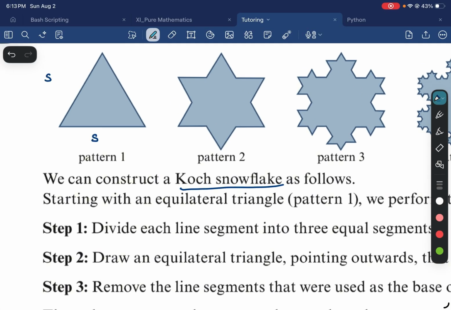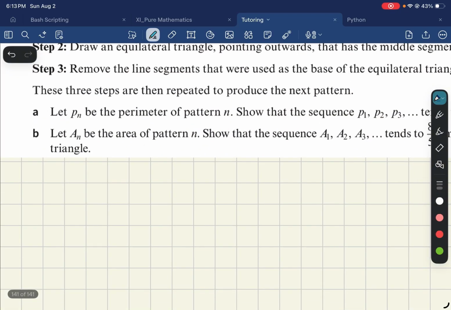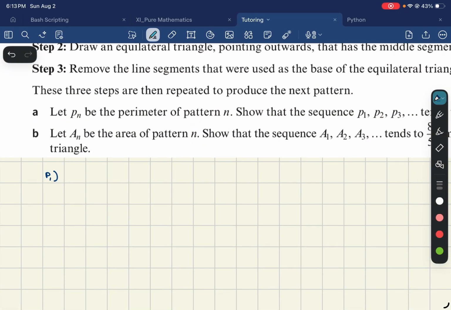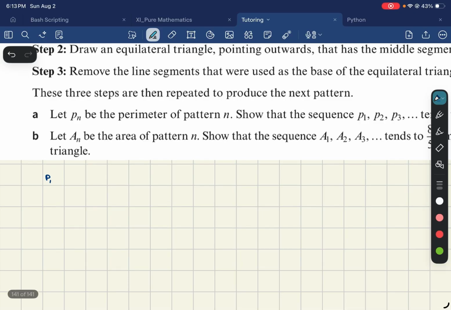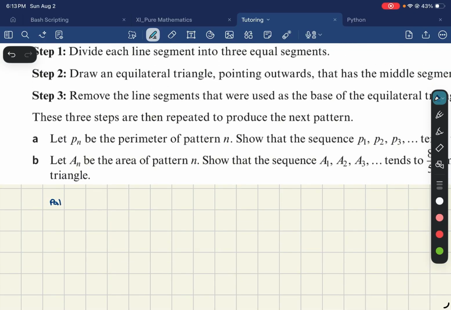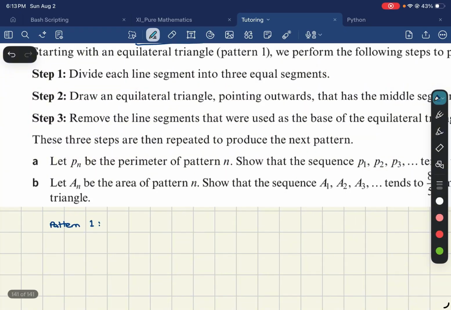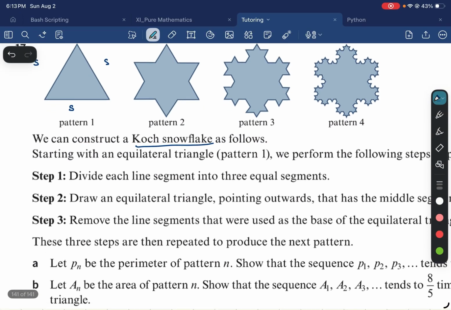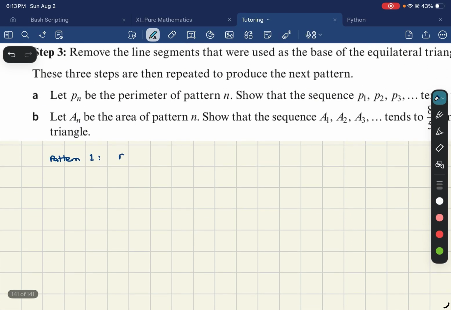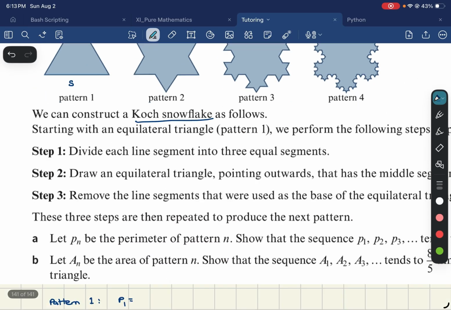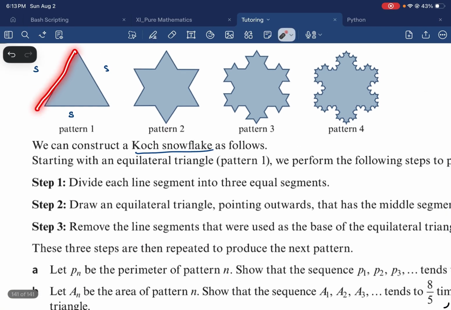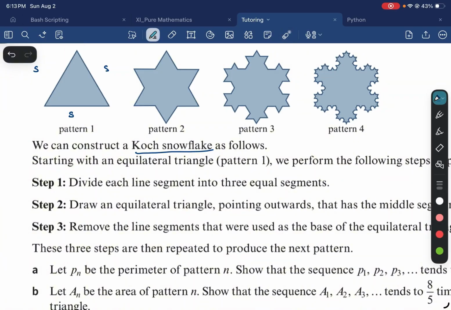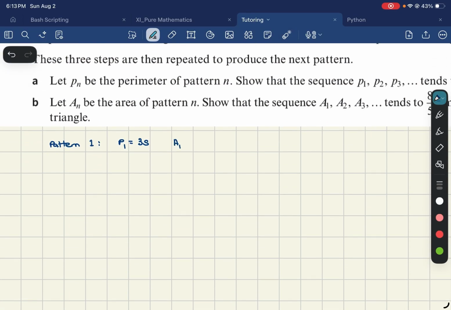let's just call my pattern 1 having side S. So P1 refers to pattern 1. So basically, what is the area of the triangle? Well, P1, what is the perimeter? Well, P1 is simply 3S, right? It's this side plus this side plus this side. So it's 3S, right? And what is A1? What is the area of this triangle?